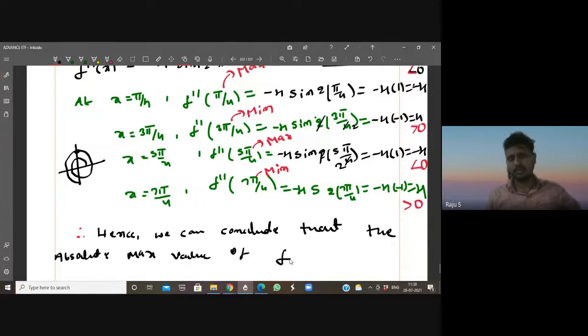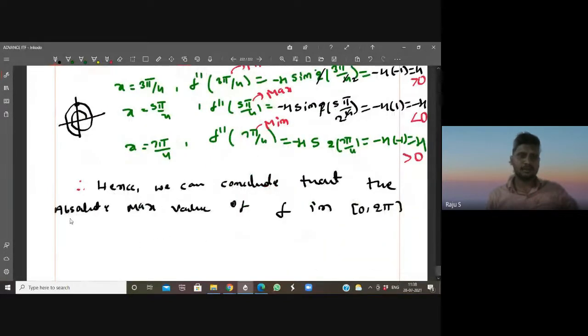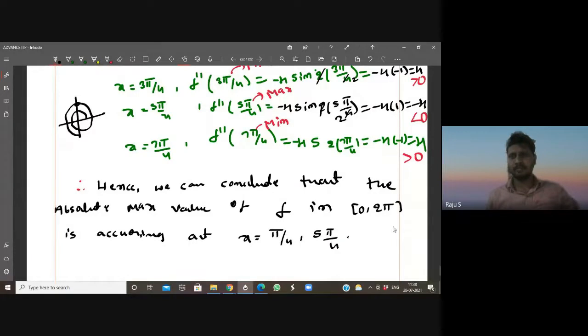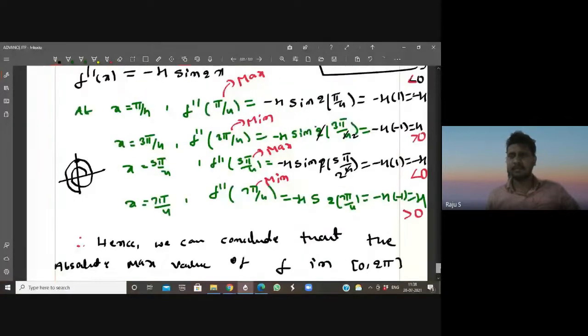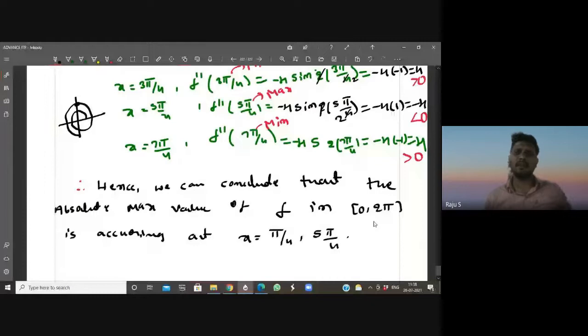of f in 0 to 2 pi is occurring at x is equal to pi by 4, 5 into pi by 4. That's all. If they ask minimum, same we can write. We can conclude that the absolute minimum of f in the given interval 0 to 2 pi is occurring at the points x is equal to 3 into pi by 4, 7 into pi by 4. That's all.